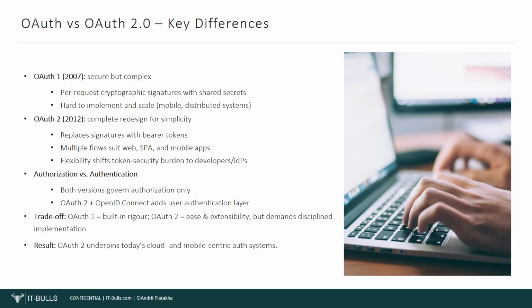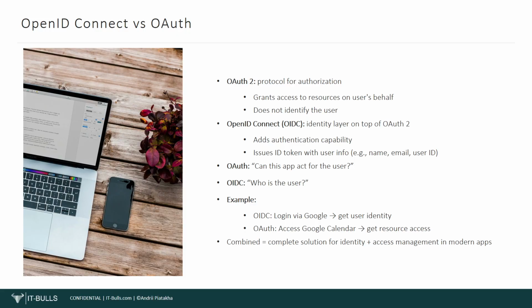This evolution reflects a broader shift in web security, from tight control and complexity to flexible standards designed for today's diverse, cloud-driven applications. As we continue our discussion on authentication and authorization, it's essential to clarify a common point of confusion: the relationship between OAuth and OpenID Connect. At first glance, they might seem like two competing technologies, but in reality, they serve different purposes and are designed to complement each other. Let's start with OAuth.